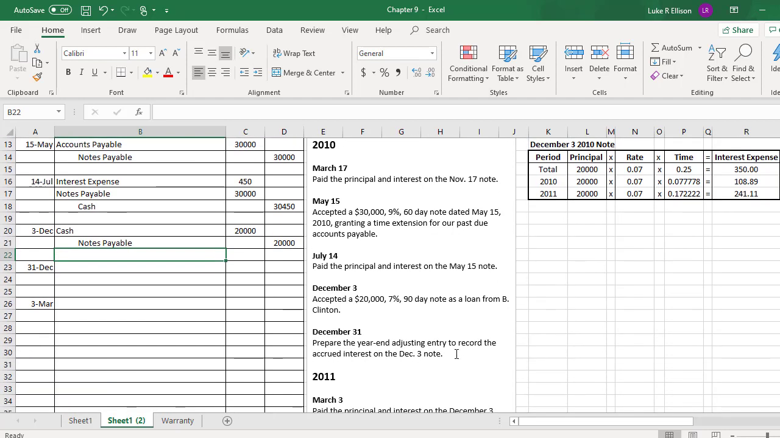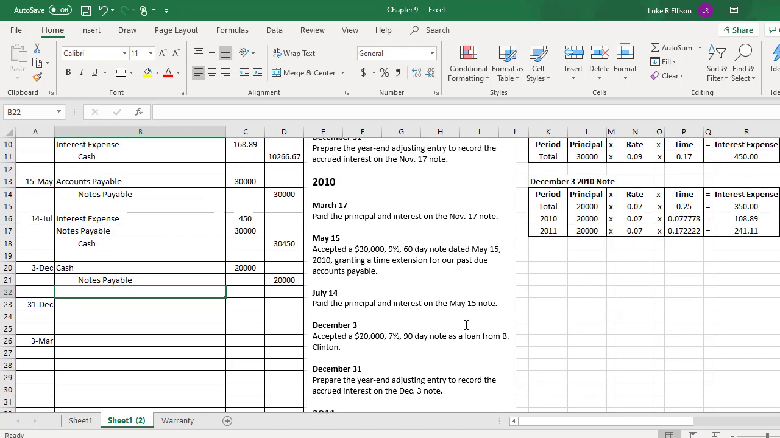Next, on December 31st, we need to prepare the year-end adjusting entry to record the accrued interest on the December 3rd note. And this is just to recognize that this note was outstanding for some time in 2010, and therefore some interest expense needs to be recorded in 2010. And we already calculated that to be $108.89. So that's going to be interest expense for $108.89. And since we have not paid that yet, it's going to be interest payable, also for $108.89.